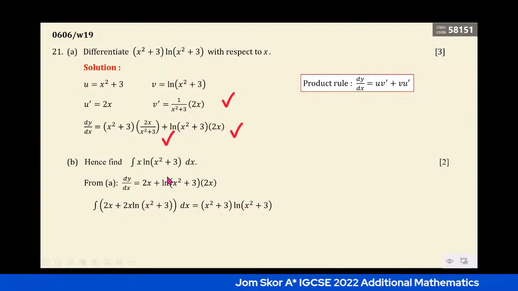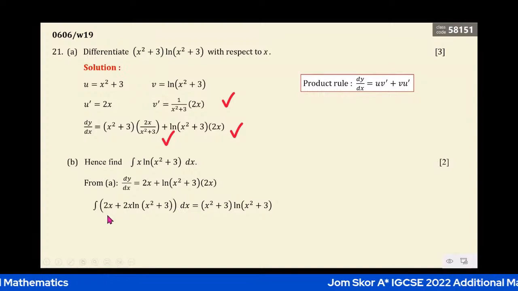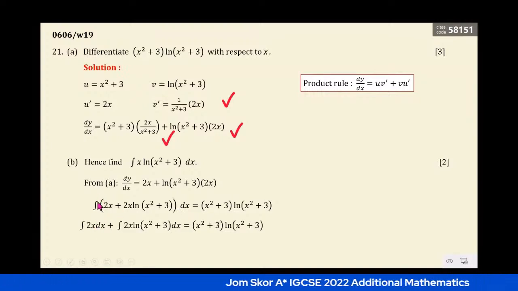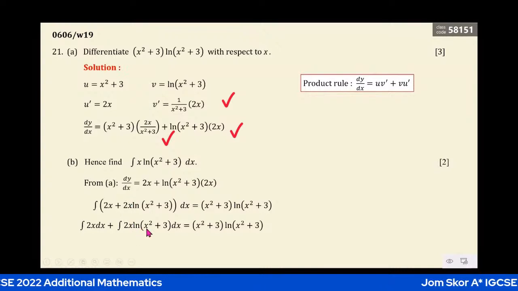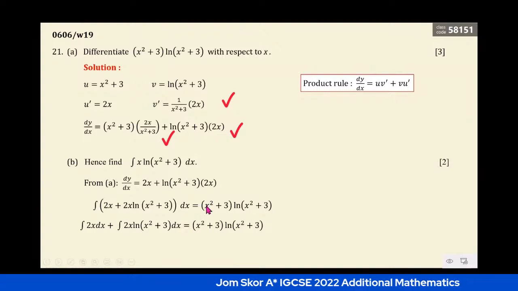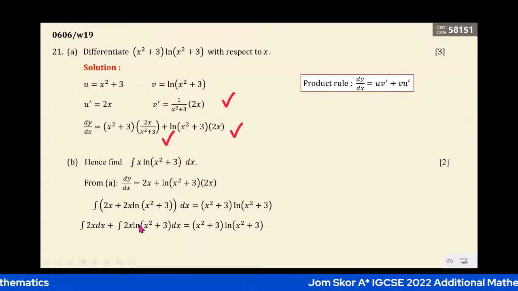Now, your mission is to get x ln x square plus 3. Now we have these two terms, this one and this one. So you split these into two integration symbols. One is the integral of 2x dx, the other is the integral of 2x ln x square plus 3 dx. Then this must equal to this on the other side, so just follow that. We don't want this because we only want x ln x square plus 3.